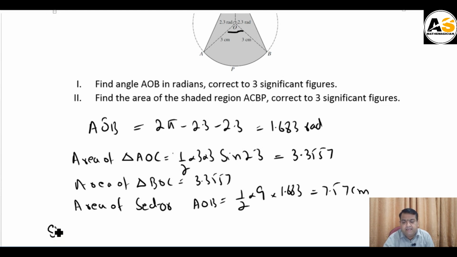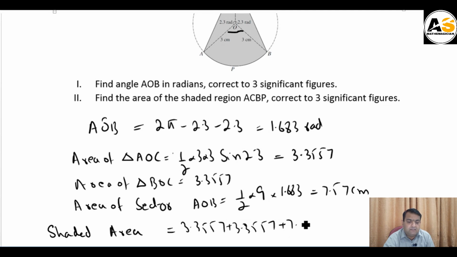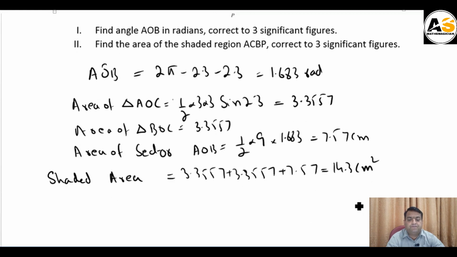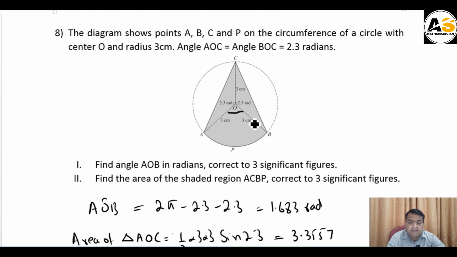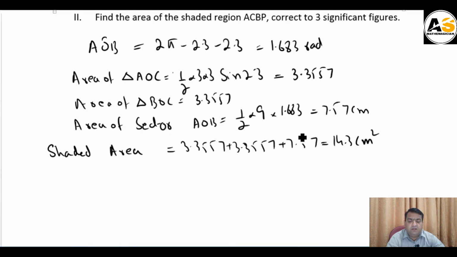Now shaded area is equal to, we will add up these three areas. 3.3557 plus 3.3557 plus 7.57, and this will be total 14.3 centimeters square approximately, rounded off to three significant figures. We added these three areas to find the area of shaded region.